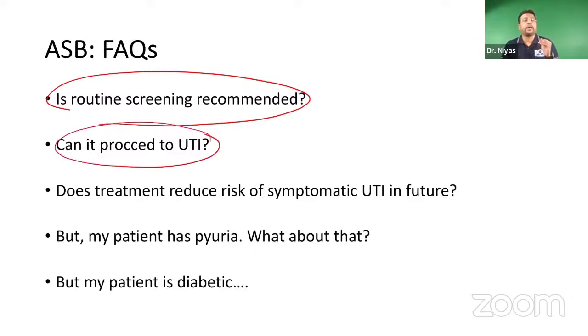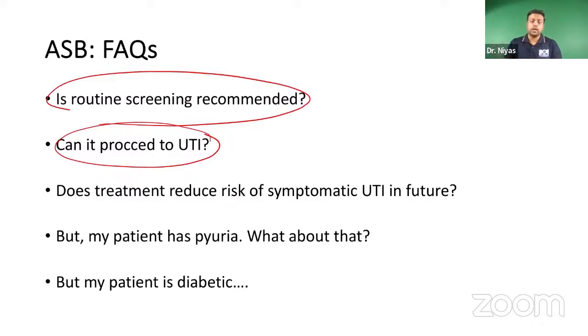Now, can asymptomatic bacteriuria proceed to UTI? Some patients can ask you. So what will you tell them? It is not that it will not. Actually, it can progress to UTI. The only thing is that whether you treat with antibiotics or not, the chance of it going to urinary tract infection cannot be decreased by treatment with antibiotics. You treat it or not treat it, the risk of going into UTI is the same.